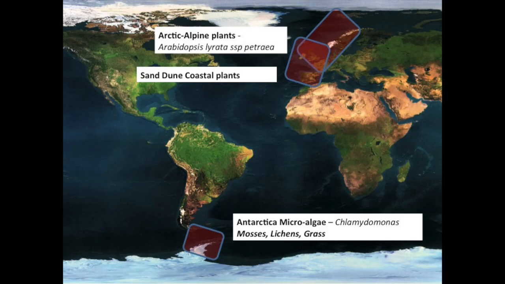So over the next 20 minutes, I'm just going to go around the world and describe these metabolic fingerprinting techniques in 3 different ecotypes, or 3 different habitats. One is an Arctic-Alpine, another one is a sand dune coastal system, and finally another one down here on the Antarctic Peninsula, just to give you a flavour of the type of work we can do with metabolic fingerprinting.